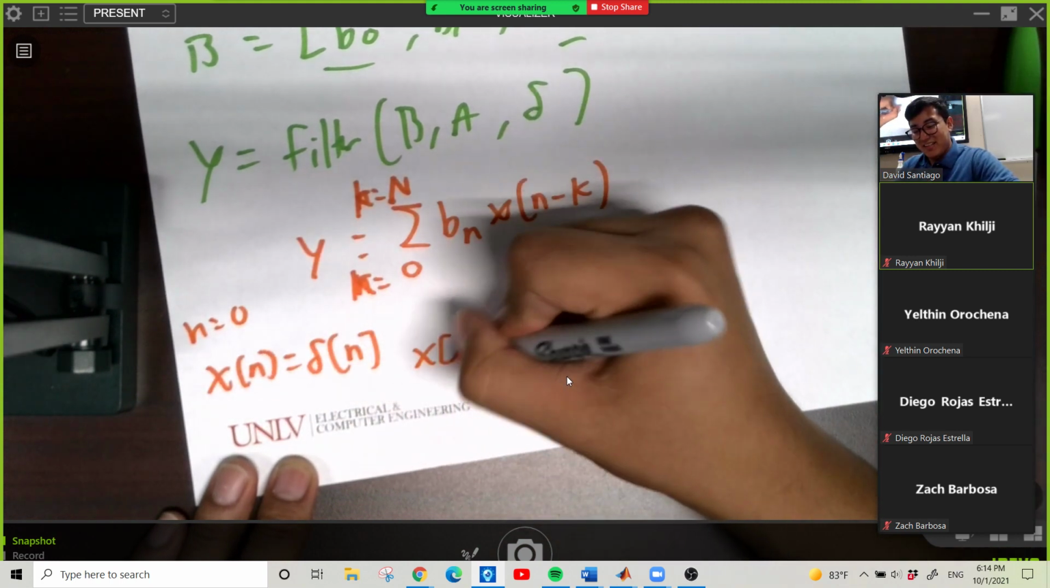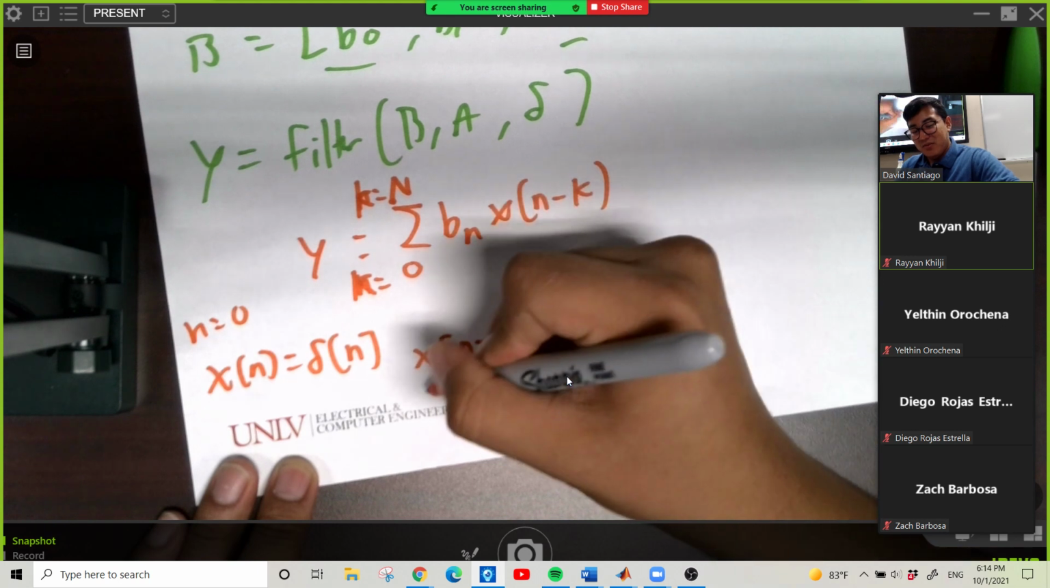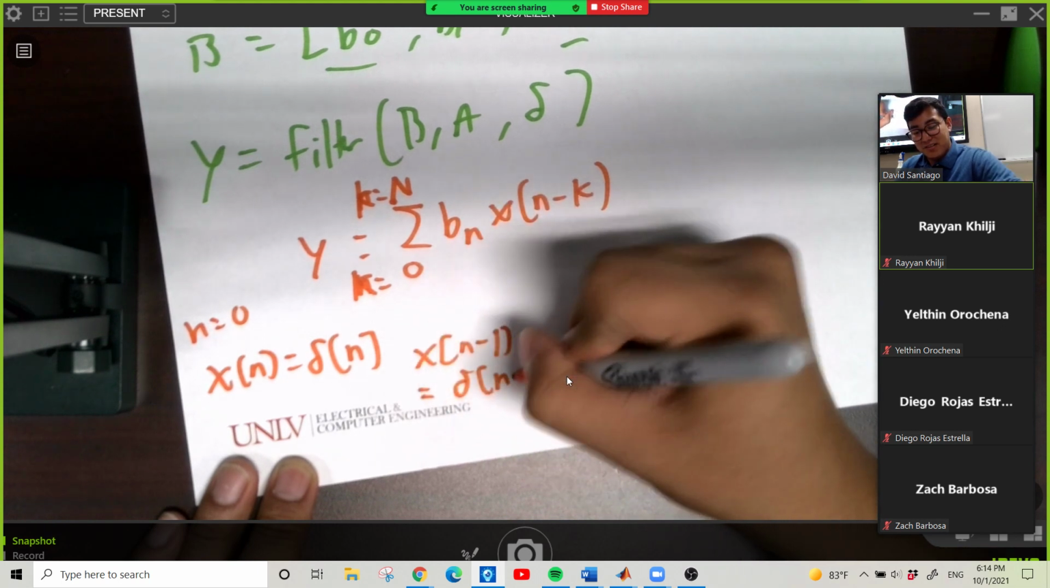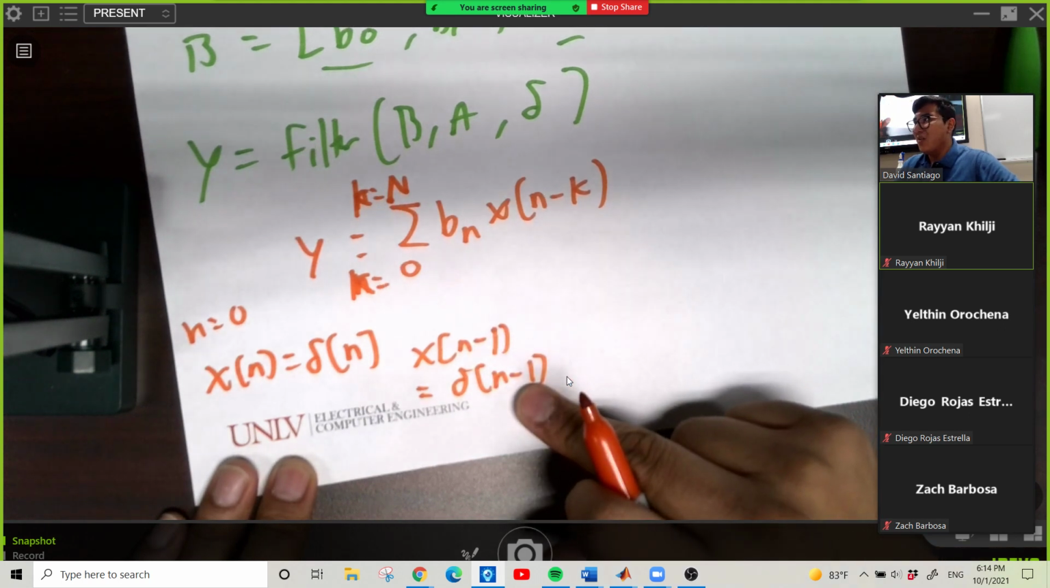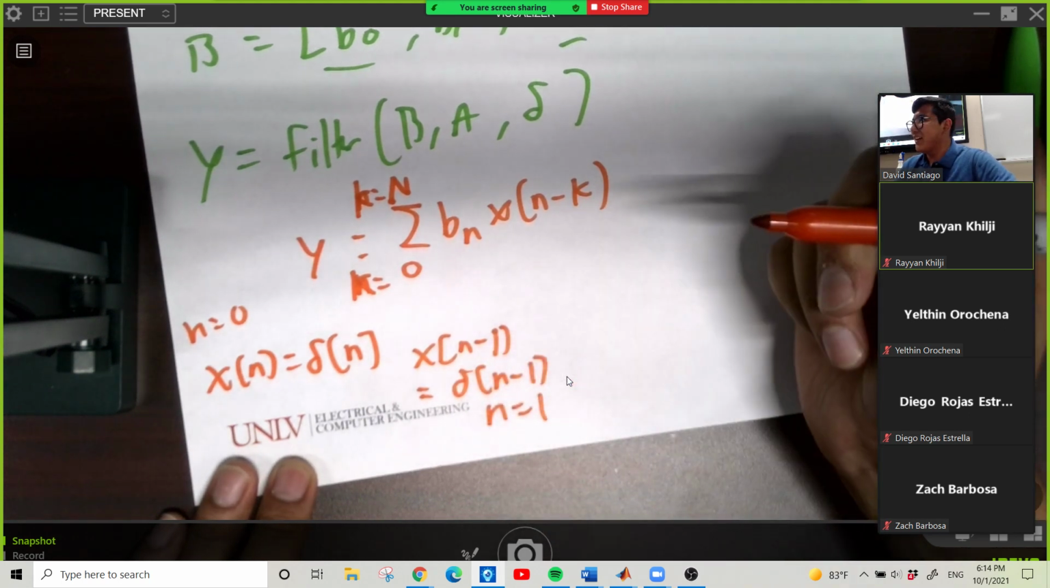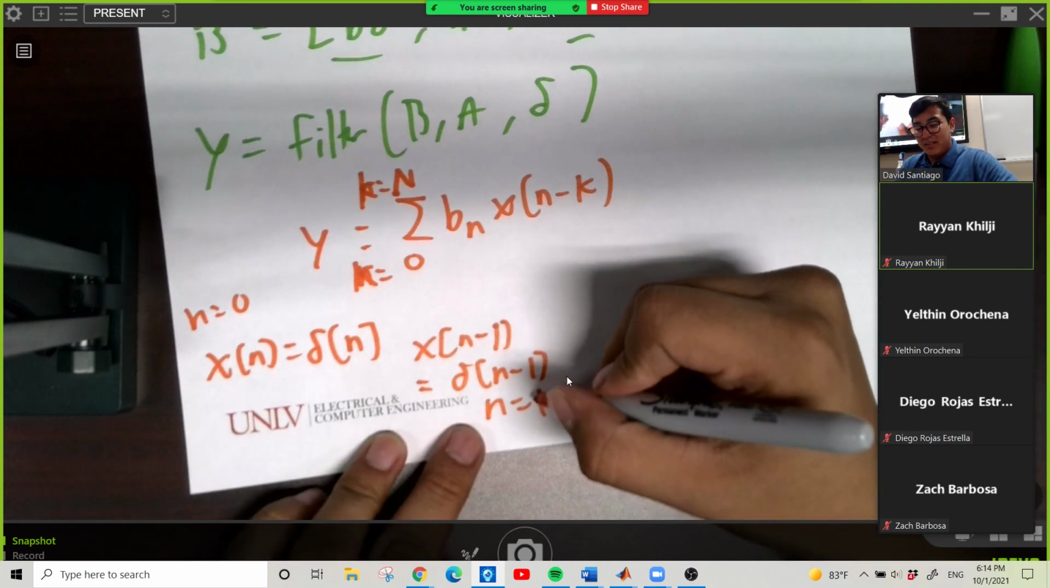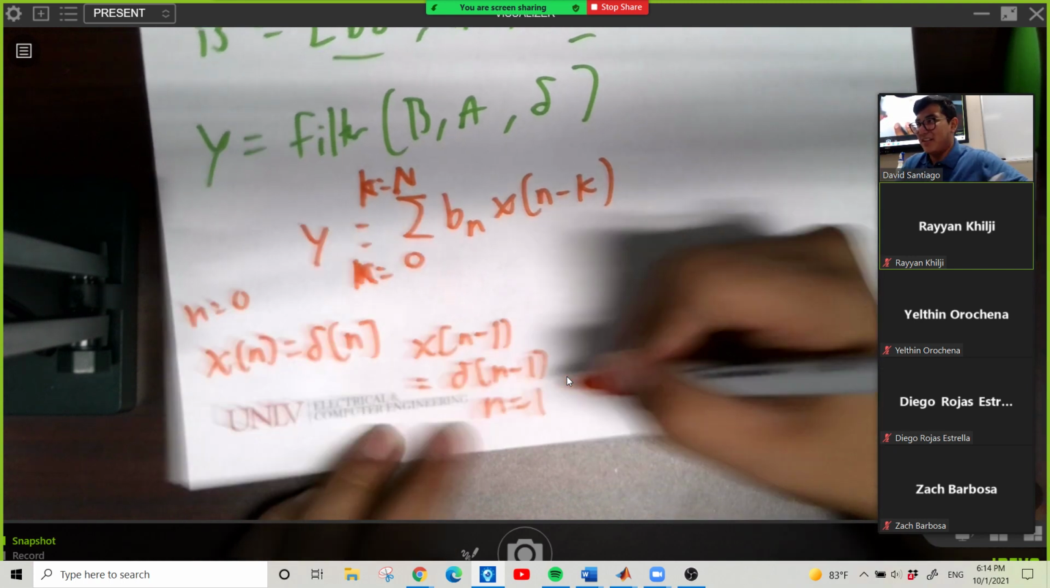And now here's x of n minus 1, which is just equal to the delta function at n equal to 1. When will this turn on? When n is equal to 1. All right? Now you see the pattern. It only turns on at this value and then turns off for everything else.